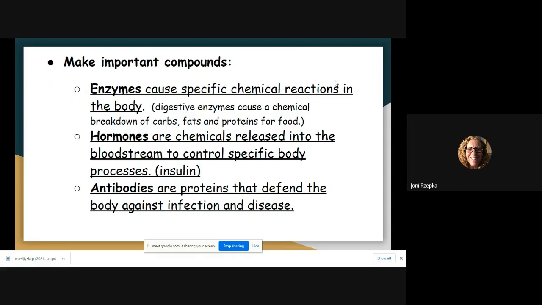Okay, and then make important compounds. So process of making those are enzymes, cause specific chemical reactions in the body. These are things we've covered before. Hormones are those chemicals that are released into the bloodstream to control specific body processes like insulin. And then antibodies are proteins that defend the body against infection and disease. So those are some common things that we have discussed. So if you want to put them in your own words, you can. If you want to write mine, you can. It's just something that we've already talked about. So.